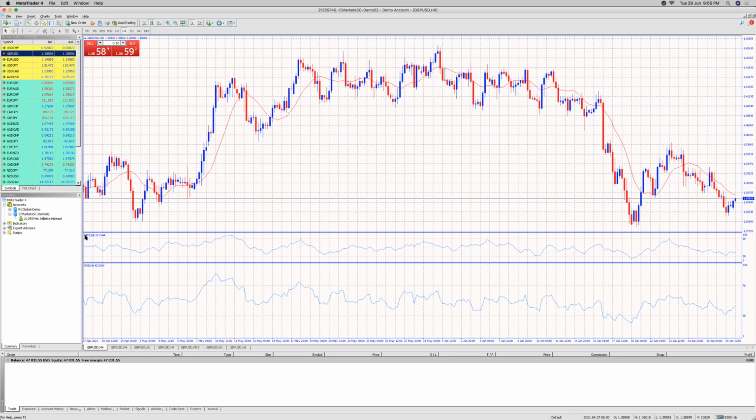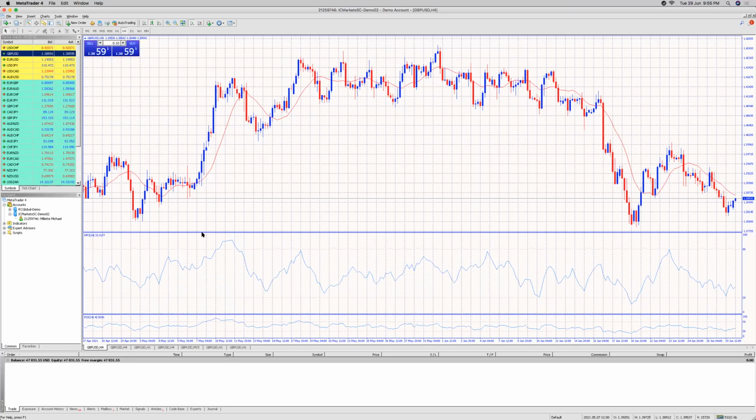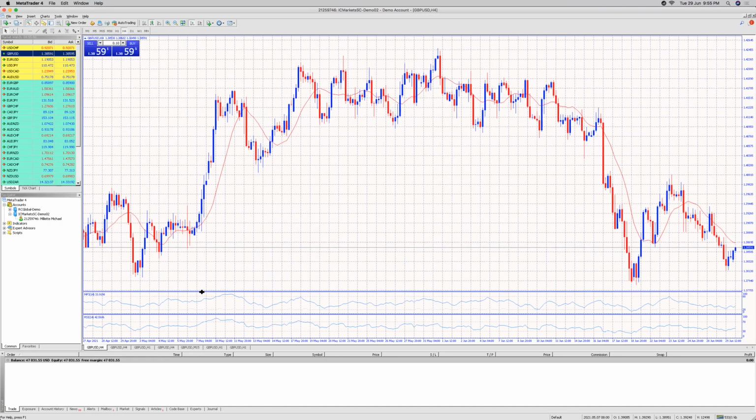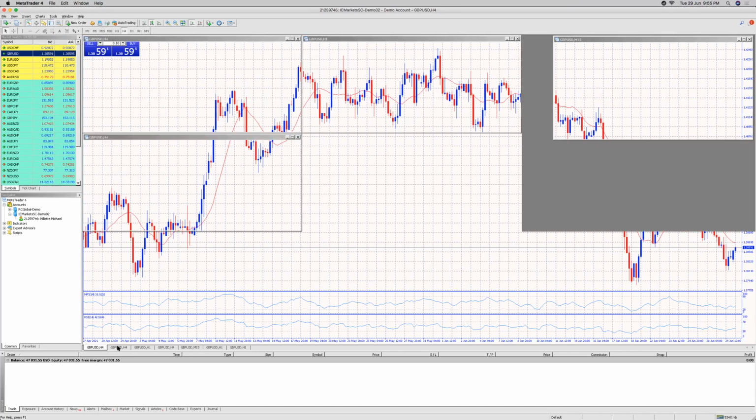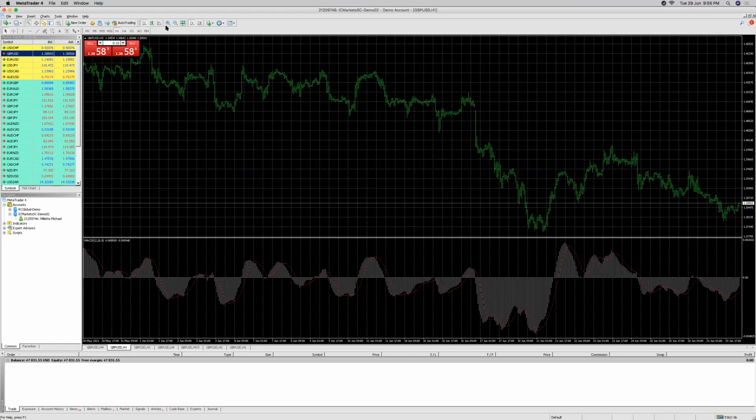I have the money flow indicator here. I have the RSI indicator. So that's 2 indicators combined on this one chart. That's on my GBP USD 4 hour. If I switch to this other chart here, on my GBP USD 1 hour, I just make it candlestick here.